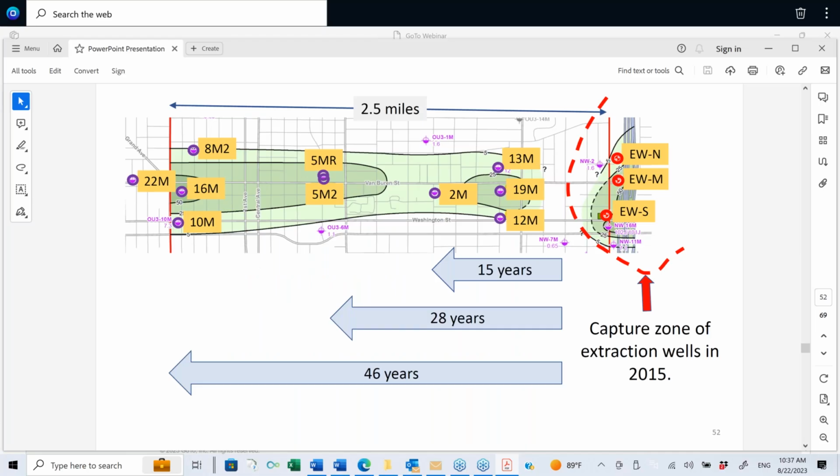So I show you the extraction wells to the left, the capture zone of those extraction wells, and then the travel time under treatment conditions as groundwater should flow through this system under average hydraulic conditions.